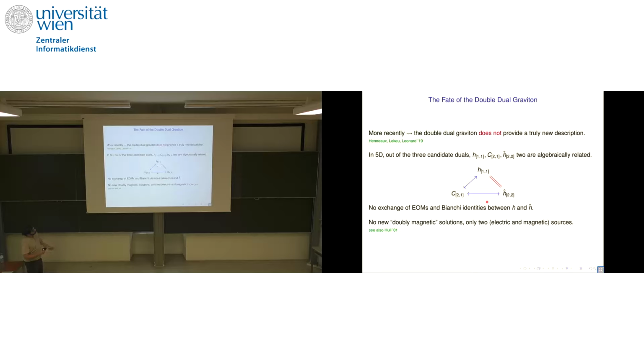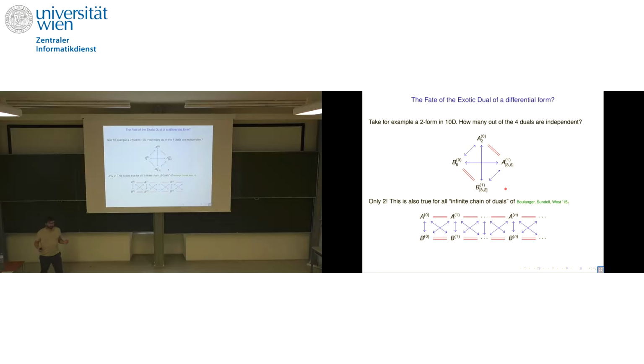So I would like to depict this like this. The (1,1) and the (2,2), which is the double dual graviton, are essentially equivalent. So you can think of this as a commutative diagram of a sort, right? So that this duality is this duality and an equivalence. This also has the corollary that there are no doubly magnetic solutions. So there are only 2 types of sources. So this is really a duality, it's not a triality, which I believe was already known to Chris Hull back in 2001.